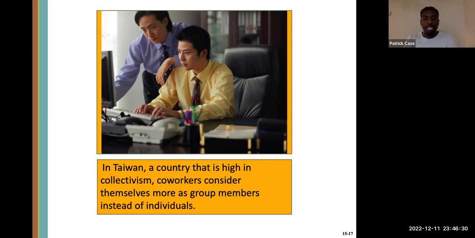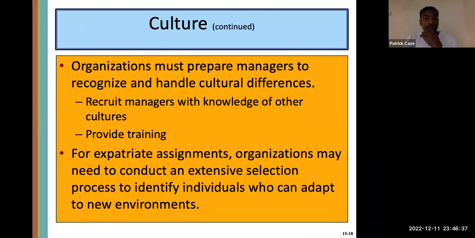In Taiwan, a country that has high collectivism, co-workers consider themselves more as group members instead of individuals, right? And so, if you have high collectivism, then it's all about the team. It's all about the group. It's all about the country, right? If we think about countries like Japan or China or even Korea, the Asian culture is very much about the group, the greater group, not the individual. What's going to work well for the group? How can the group benefit, right?